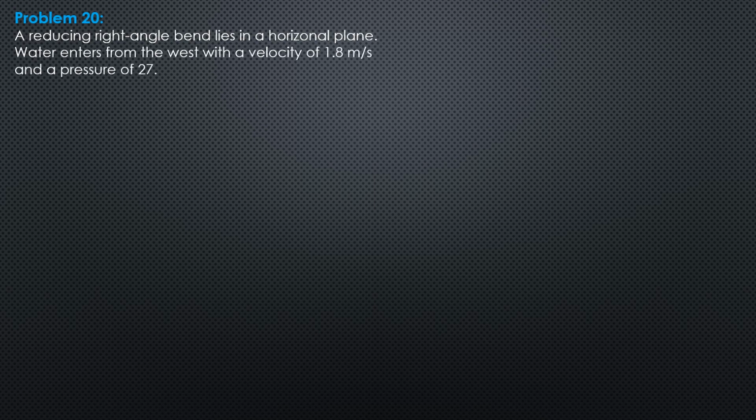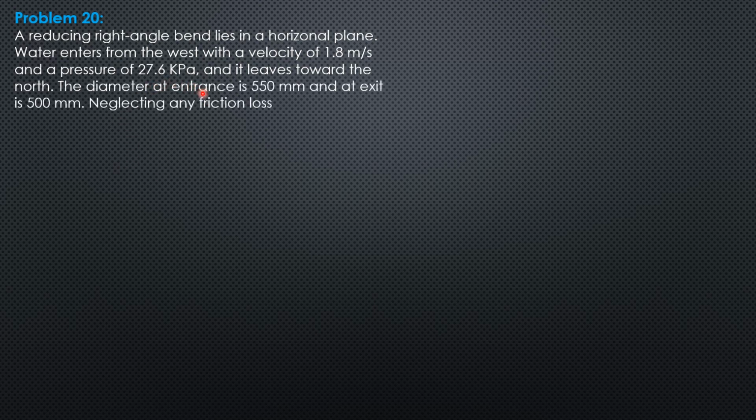Example 20. A reducing right angle bend lies in a horizontal plane. Water enters from the west with a velocity of 1.8 meters per second and a pressure of 27.6 kilopascals, and it leaves towards the north. The diameter at entrance is 550 mm and at exit is 500 mm. Neglecting any friction loss, find the magnitude and direction of the resultant force on the bend.